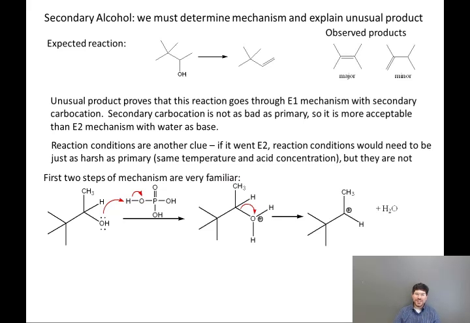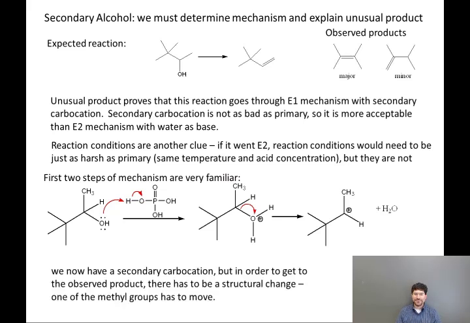So step 1 involves protonation of the alcohol to make it a good leaving group, and we have the intermediate with the protonated alcohol. This then cleaves the carbon-oxygen bond, kicking off water as a leaving group and leaving the secondary carbocation. But, as I said, in order to get to the observed product, there has to be a structural change at some point. One of the methyl groups has to move, and it is at this point that the methyl group moves. This is referred to as a carbocation rearrangement, and that will be the subject of our next lesson.